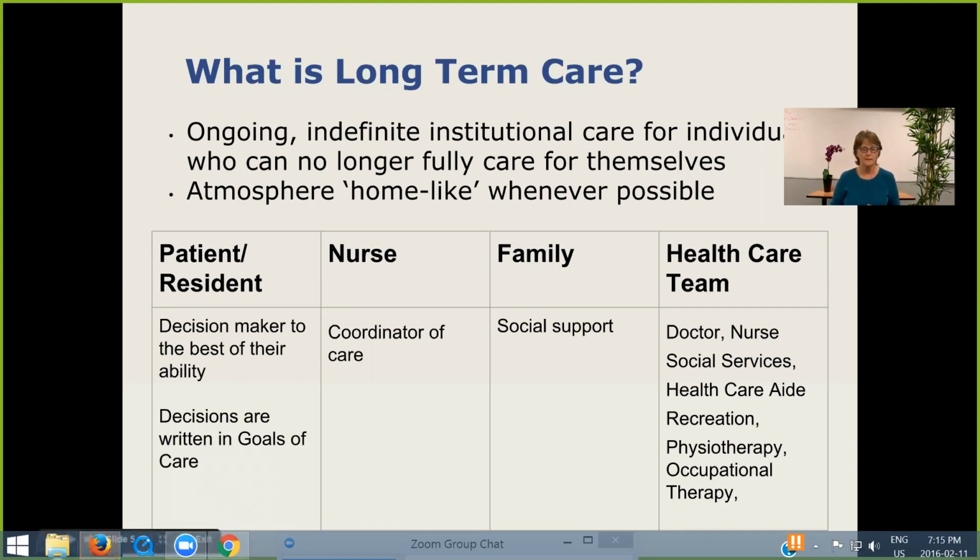Next. And then the next slide, I can keep talking more. Yeah.